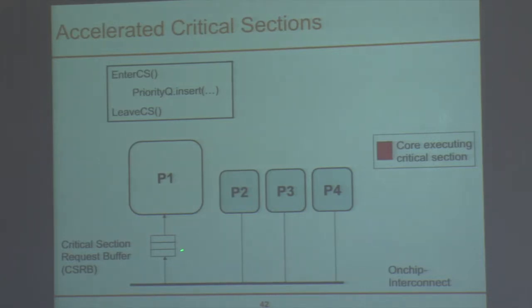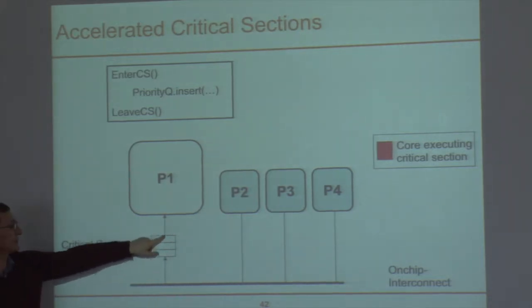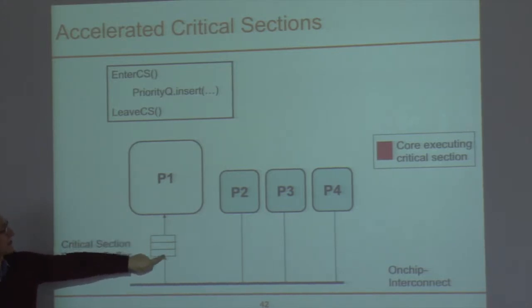So you have a critical section request buffer that is a FIFO queue in this case that buffers the requests coming from the three cores. So you can have a three entry buffer.